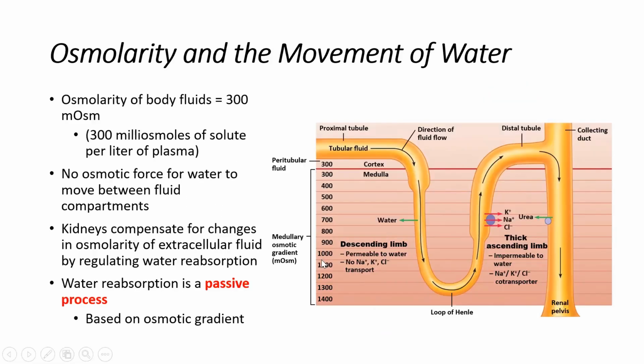and we'll probably talk more about this later on, but we're going to see water moving passively across the descending limb and then solutes moving actively across the ascending limb. And that is how we actually create this gradient.